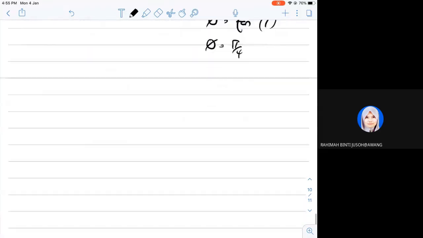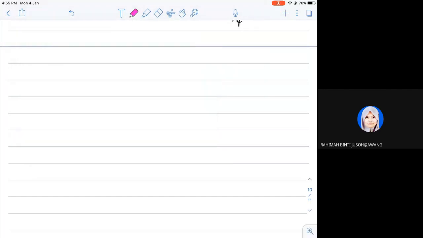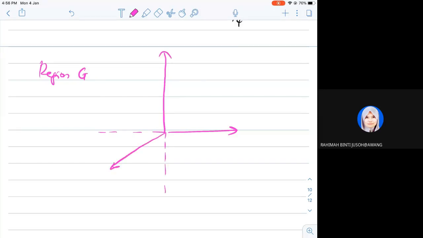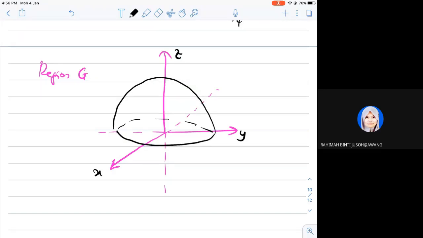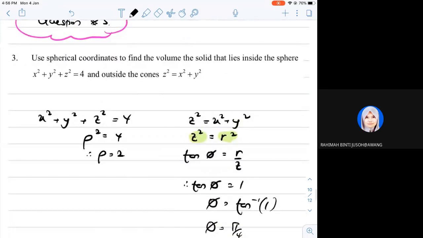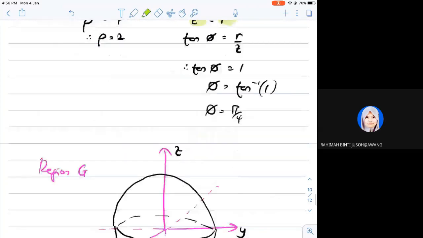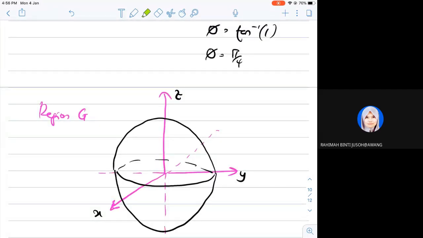Okay, now let's sketch the region G. Ni ada sphere. Betul tadi tu dia ada sphere, lepas tu dalam tu dia ada cone kan. Okay, so sphere, and then inside the sphere we have cones. Plural. Hati-hati yang dalam final exam, kalau dia kata cones, maksudnya dua cones lah. Upside down, ada dua.